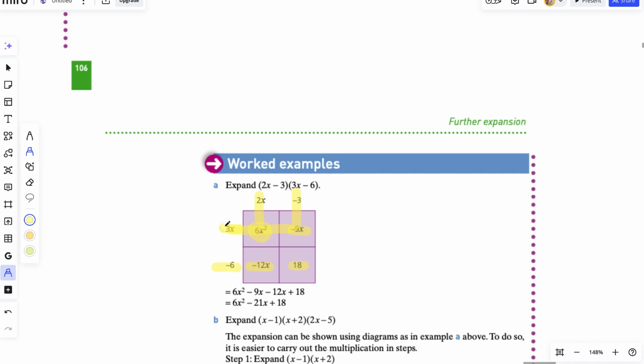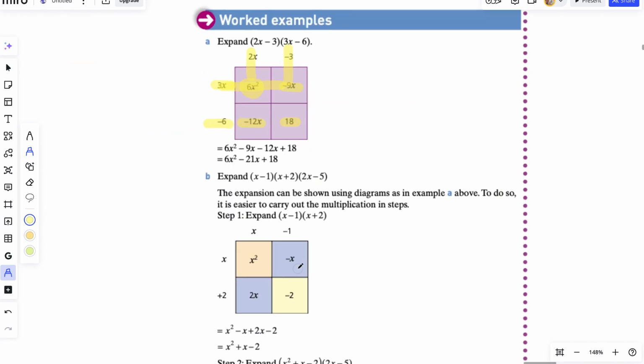So now you add everything. 6x squared plus minus 9x minus 12x plus 18. Okay? So we come here, we say 6x squared minus 9x minus 12x plus 18. Minus 9x minus 12x will give us minus 21x. This one does not have the same power. You just write it down the way it is. 6x squared minus 21x plus 18. That's your final answer. Okay?